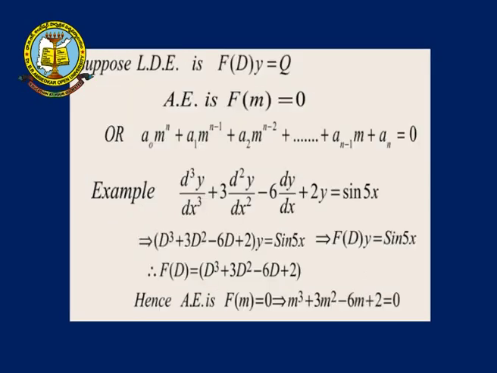Now suppose f of D into y equal to q. How do I solve? For the complementary function, f of m equal to 0. Instead of D we substitute m; that is called the auxiliary equation. Auxiliary equation means D equal to m we substitute. So a naught m power n plus a1 m power n minus 1 plus a2 m power n minus 2 plus and so on, plus a n minus 1 m plus a n equal to 0.